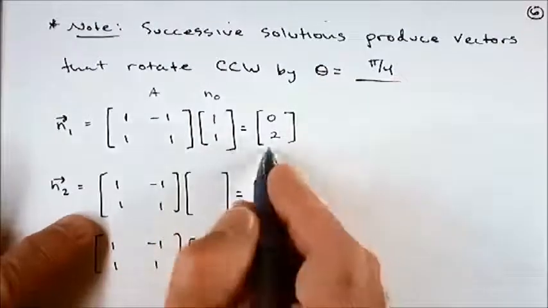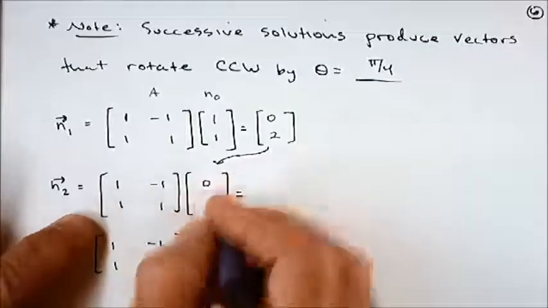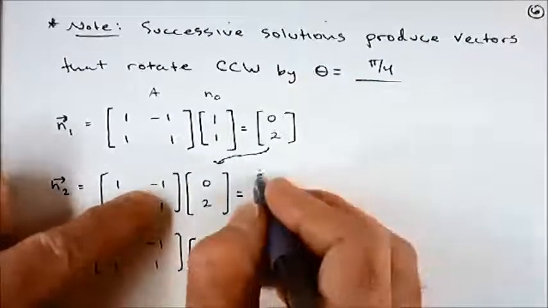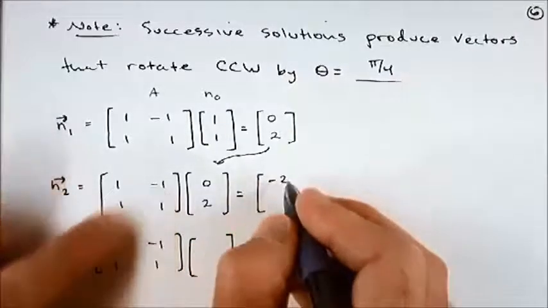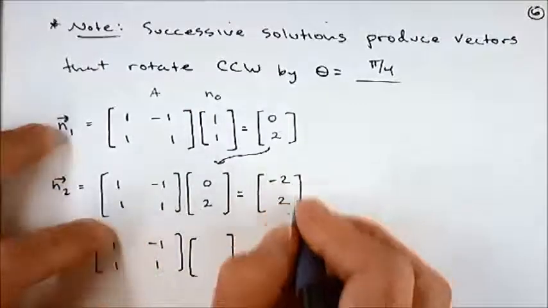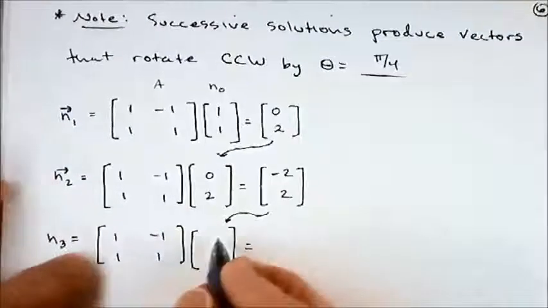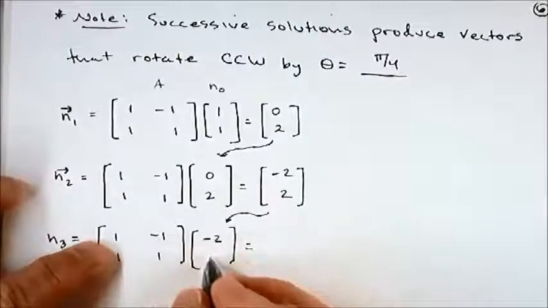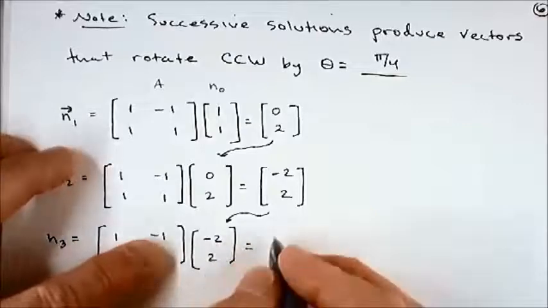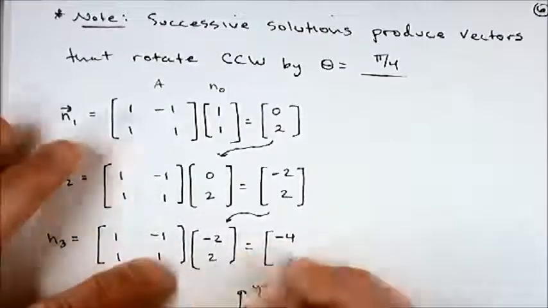Let me calculate all of these first, and then I want you to see what's happening. If I then take this population n1, multiply it by my matrix again, I get another vector: negative 2, 2. Take that, let's do it one more time: negative 4, 0.